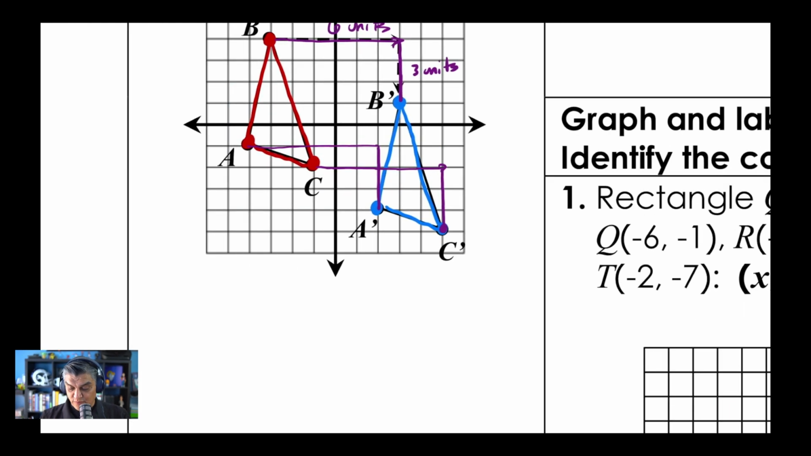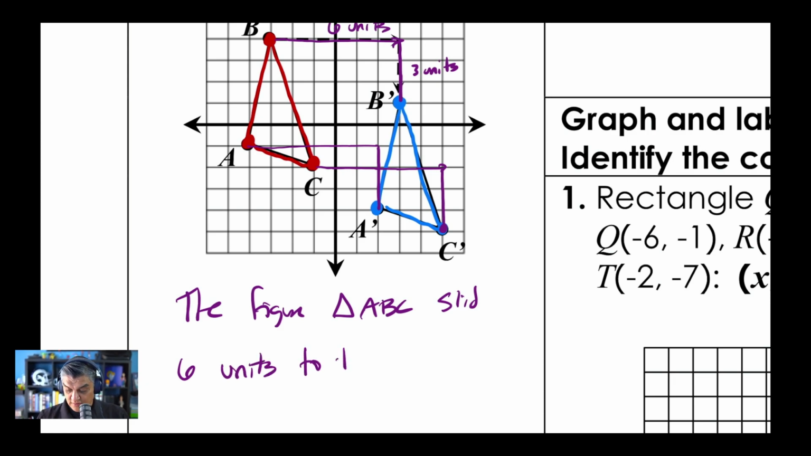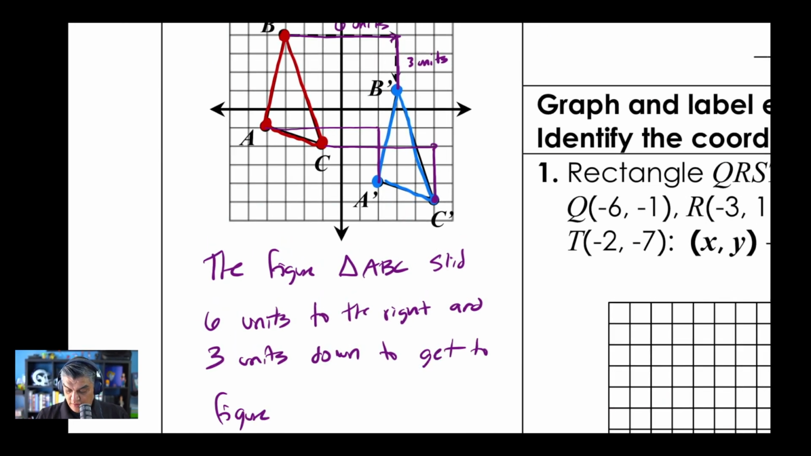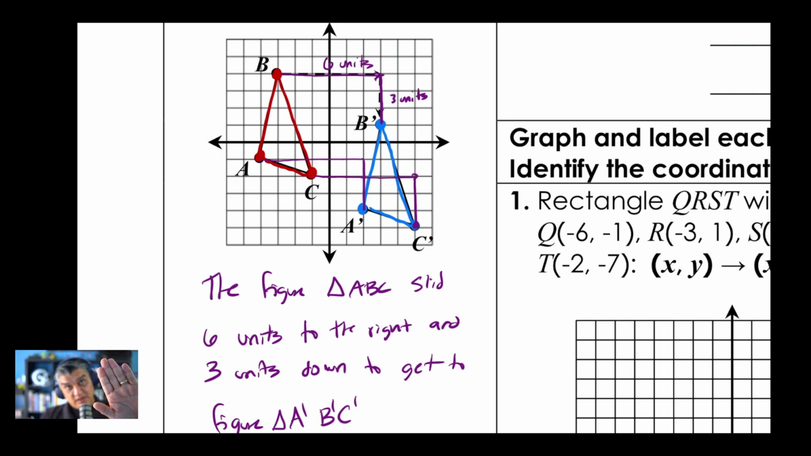So that's my slide, and you can even say that in words. The figure triangle ABC slid 6 units forward, or 6 units to the right, and 3 units down to get to triangle A prime, B prime, C prime. So we just described the pre-image, the original image ABC, slid 6 units forward and 3 units down to get to the new figure.